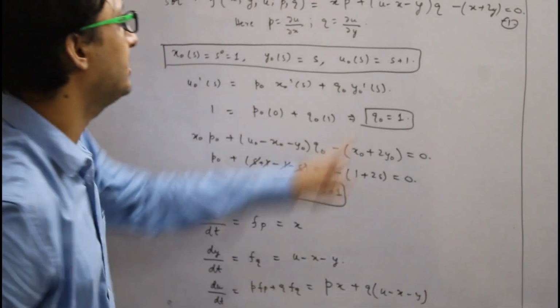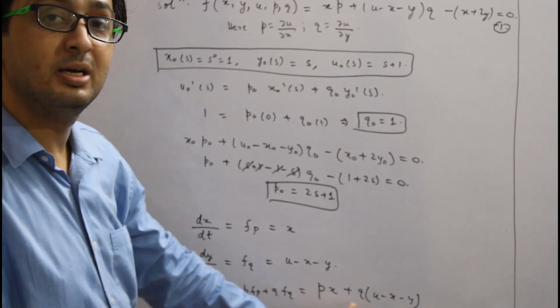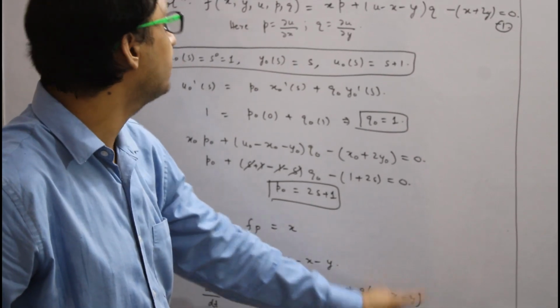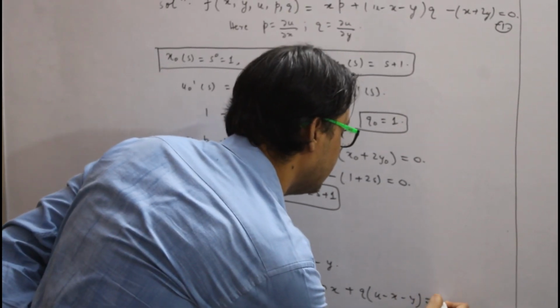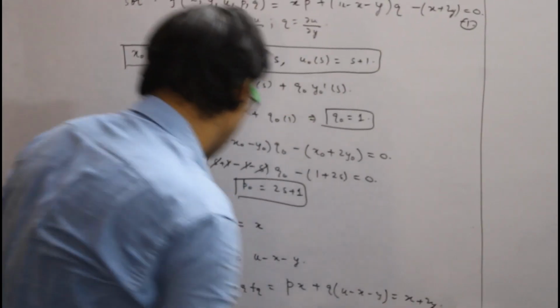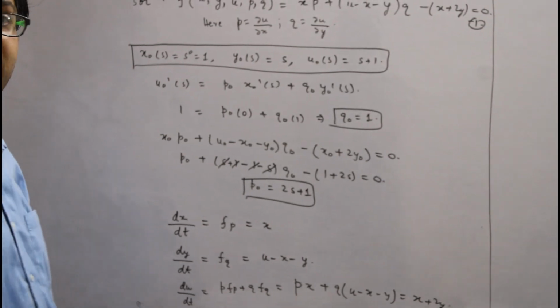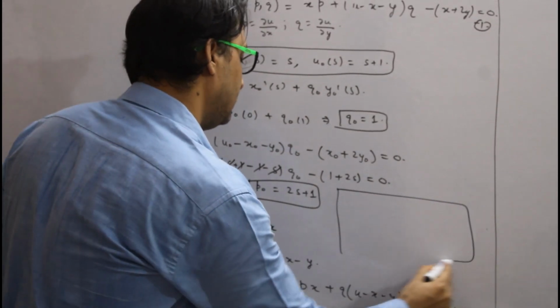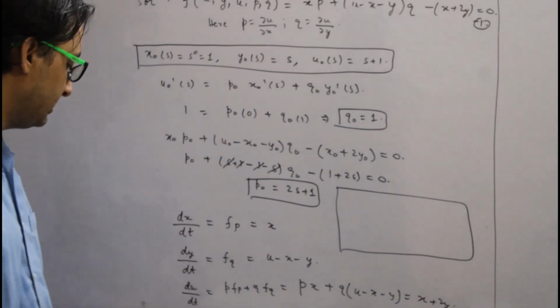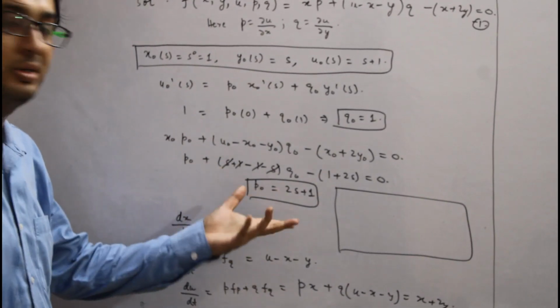So you can use equation number 1. P x plus q u minus x minus y till here equal to x plus 2y. So we can straight away write this as x plus 2y. Now there are other equations also, that is dp by dt and dq by dt, that I will write over here. And we are not going to use further equations because that is not required. If it is required, we will come to that.